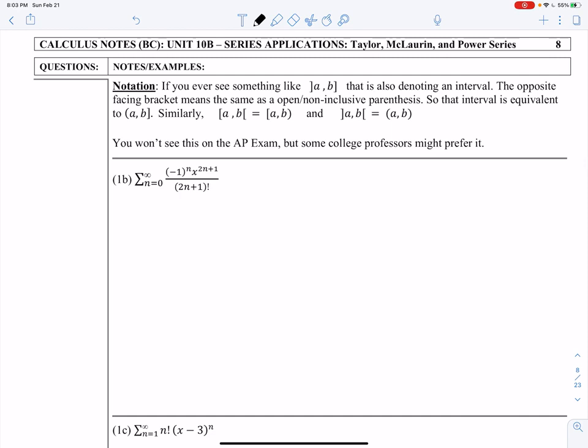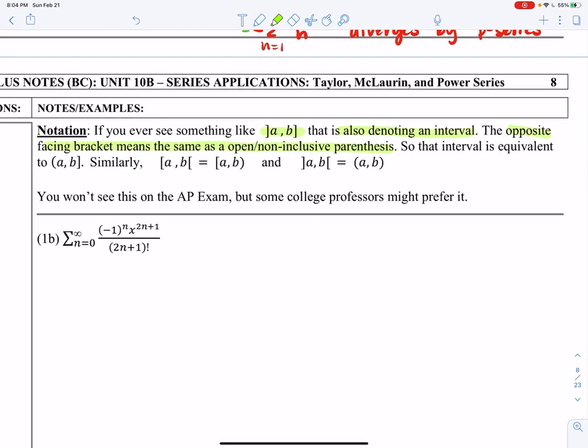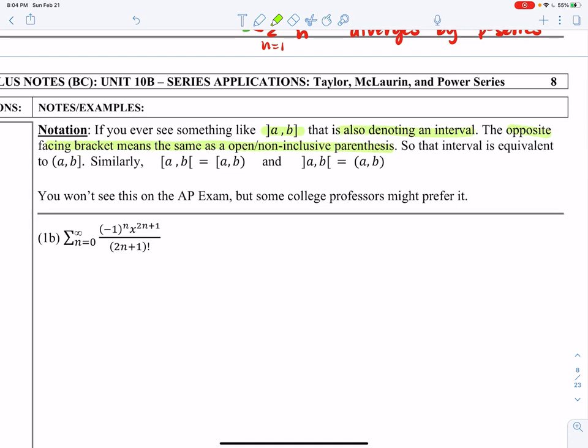It is important to know that if you ever see something like this, that is also denoting an interval. An opposite facing bracket means the same thing as an open non-inclusive parentheses. Now the AP exam is not going to use that, but you could see that in a college level calculus class, so I just throw that in there. So if you had the interval parentheses a comma b with a bracket, you might see that written in this way right here. Similarly, I could say that these two things are the same or that these two things are the same. Like I said, you won't see this on the AP exam, but some college professors might use that notation.